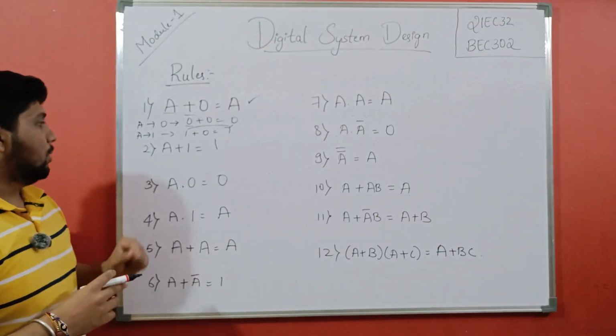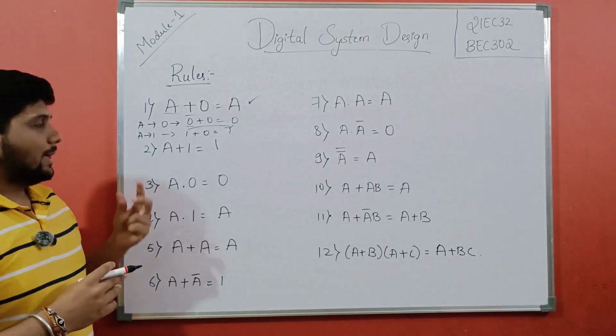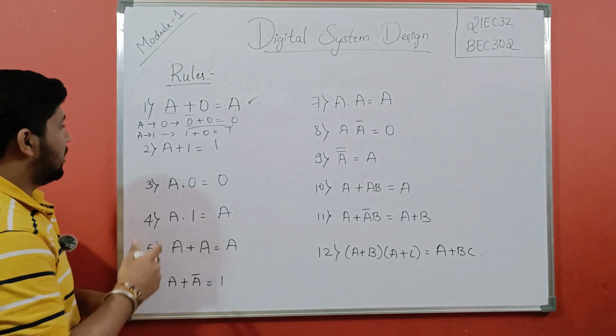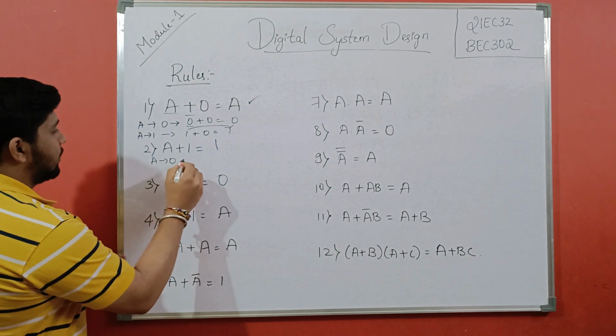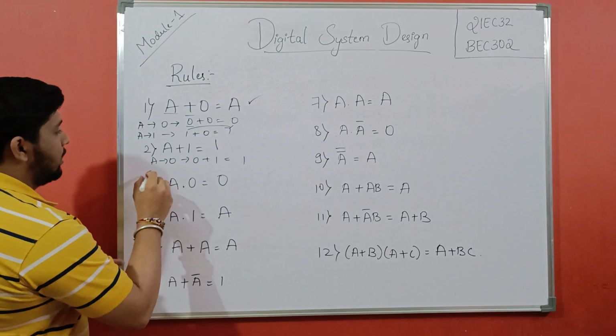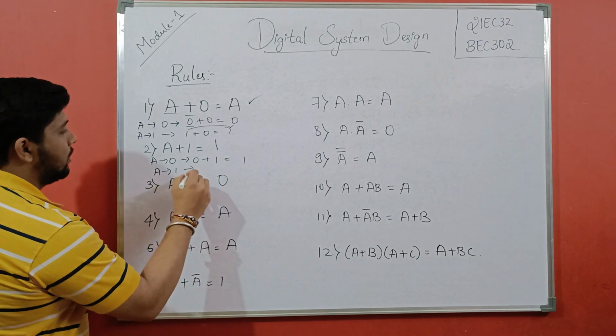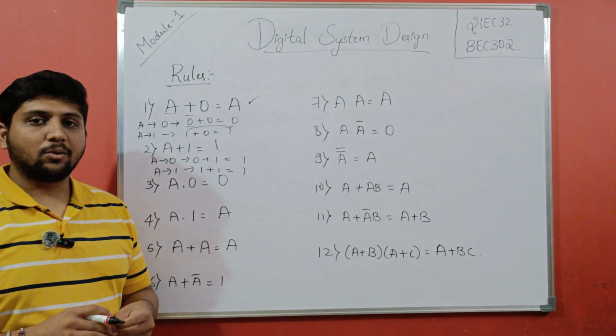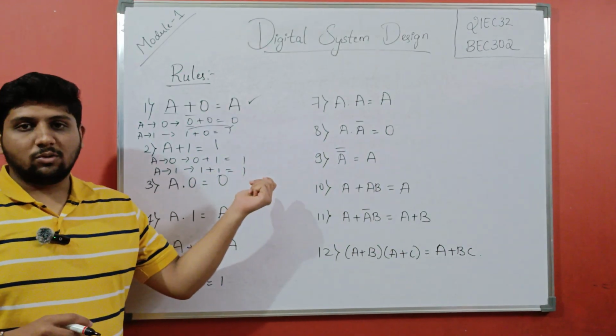When we talk about the second rule, A plus 1 is equal to 1. The same case, we have to follow: A is equal to 0 or A is equal to 1. So when I take A is equal to 0, 0 plus 1 is equal to 1, and when A is 1, 1 plus 1 is also 1. From your logical OR truth table, you can go and check that 1 plus 1 is also 1.